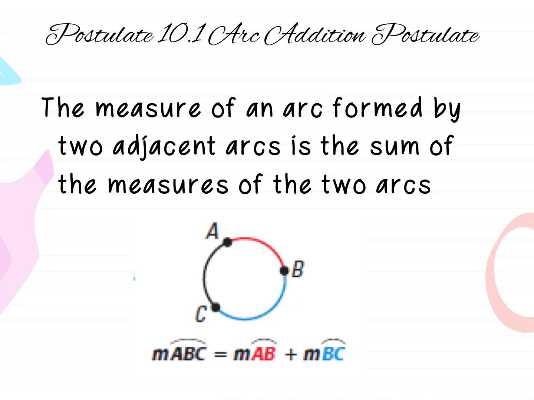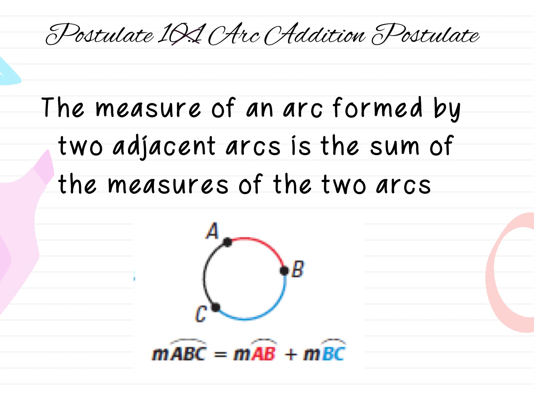Next, we're going to talk about the arc addition postulate. Again, don't memorize the number. Now, we saw this before at the beginning of the school year with the angle addition postulate and the segment addition postulate. Now we have the arc addition postulate, and this states that the measure of an arc formed by two adjacent arcs is the sum of the measures of the two arcs.